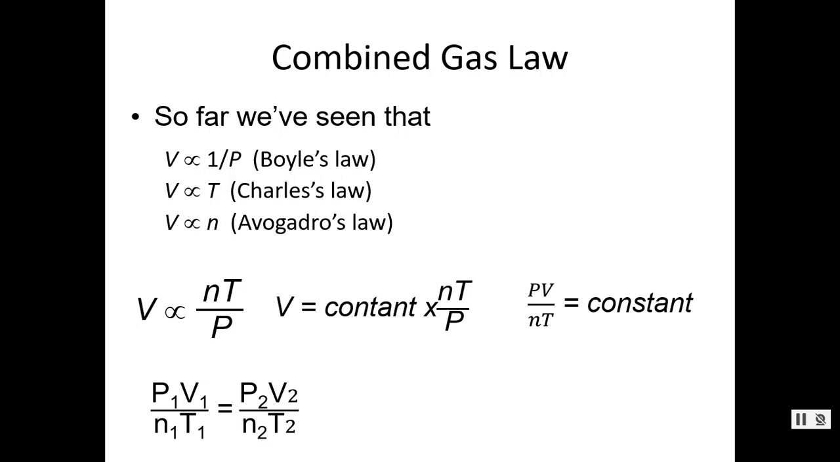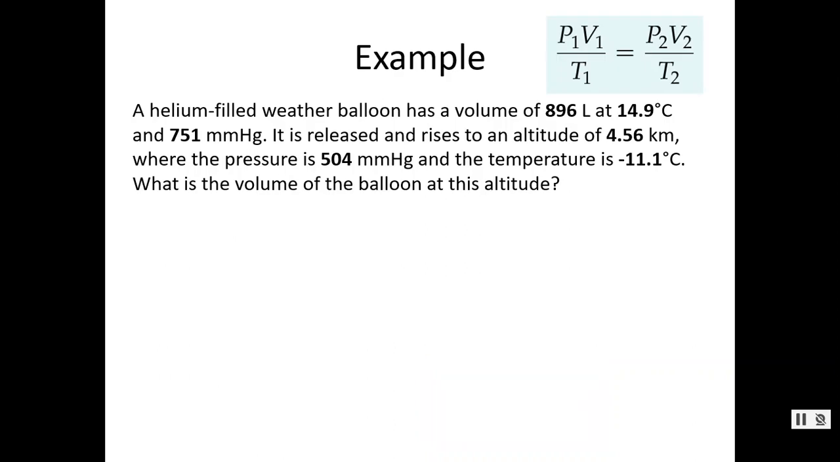More commonly, especially if you are dealing with the same gas with number of moles constant, this expression devolves into what is commonly written as the combined gas law. P1V1 over T1 is equal to P2V2 over T2. So this combined gas law is very convenient to use if you have a gas and two variables are changed, such as in this example.